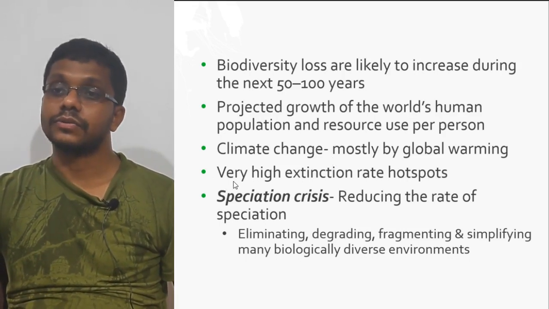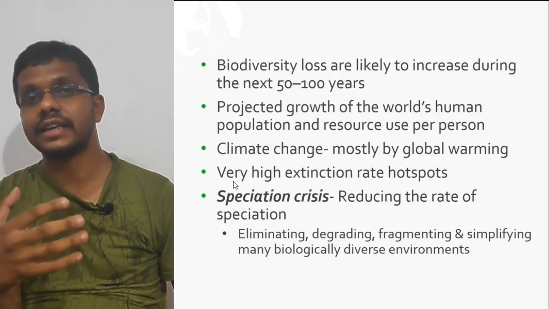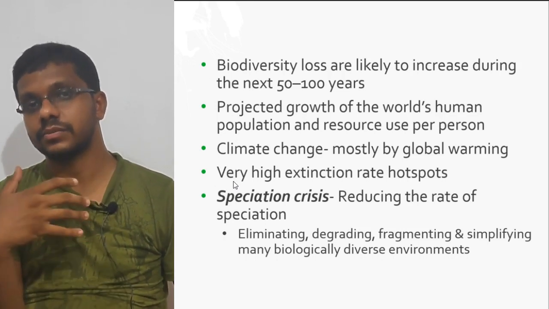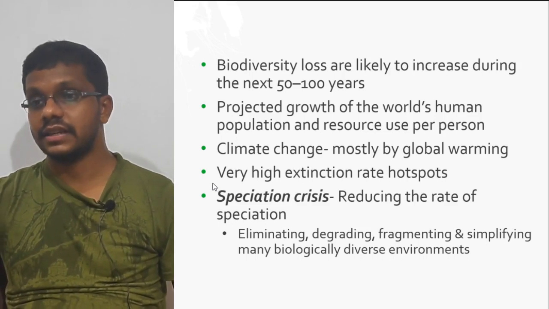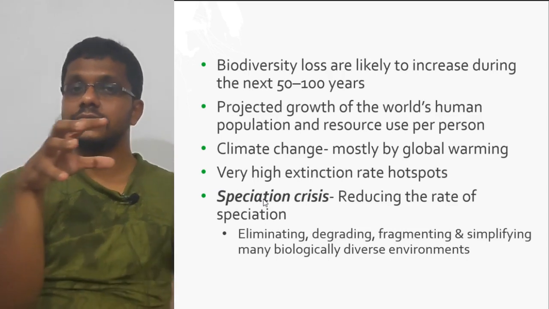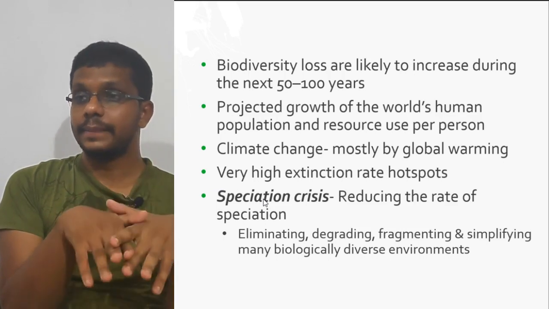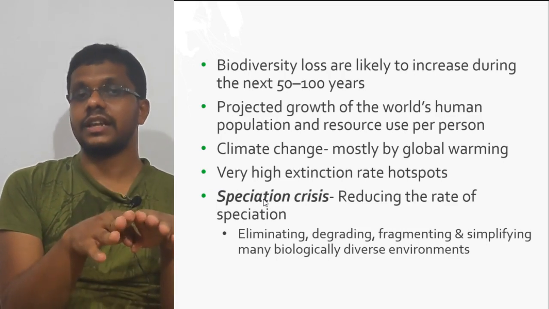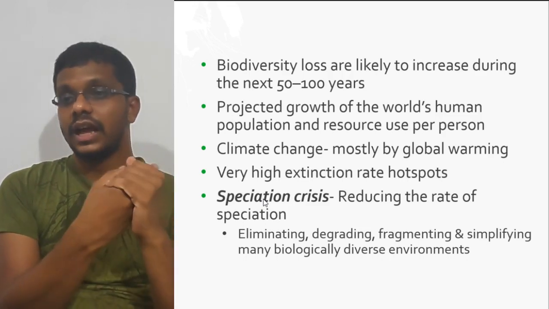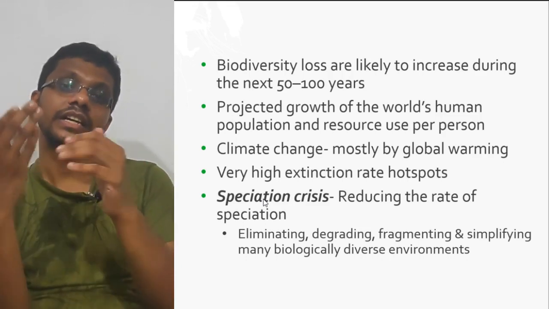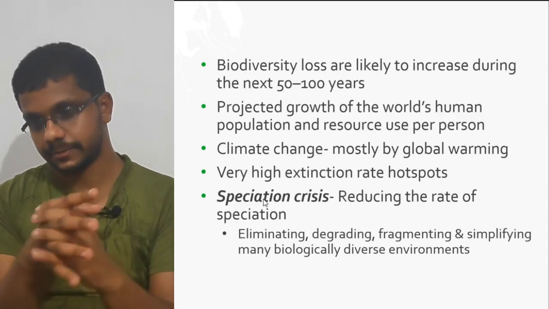And another reason for expecting heavy loss of biodiversity is that extinction rates are very high in biodiversity hotspots. Some areas have a very large rate of extinction, and right now we think we are in a speciation crisis. In natural conditions, or the non-human-affected scenario, there is extinction and there is also speciation. New species emerge to compensate for the extinction, and most of the time the rate of speciation is much higher than the rate of extinction, so biodiversity actually increases.